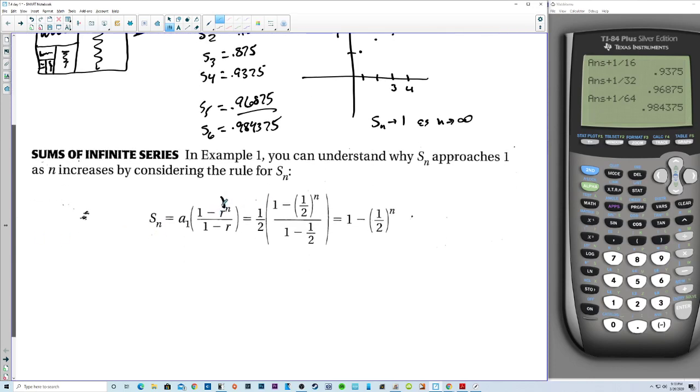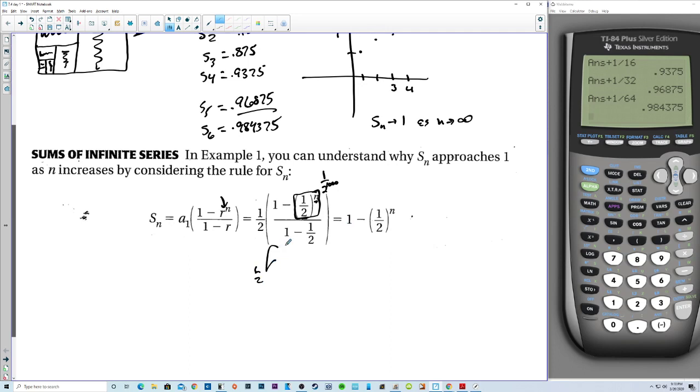As long as r is less than 1, let's say it's 1/2. If you take half to a big number, that's an extremely small number. So imagine 1 over 2 to the 1,000. That's a very, very small number. Imagine 2 to the billion. That's an extremely small number. The denominator is very big, but the fraction is very, very small. So as you approach infinity, this thing right here is approaching 0.